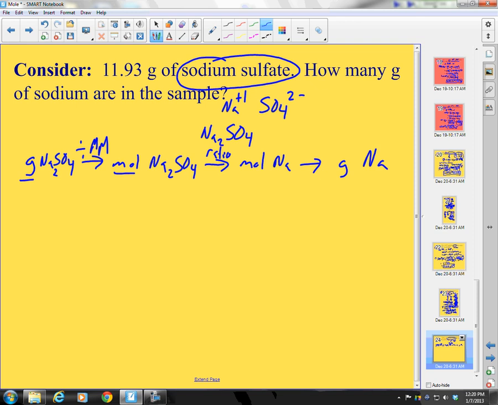And then here, how do I go from moles to grams? I multiply by molar mass. This molar mass is sodium sulfate. This molar mass is just sodium, right? I have only sodium here. You ready to give it a shot?